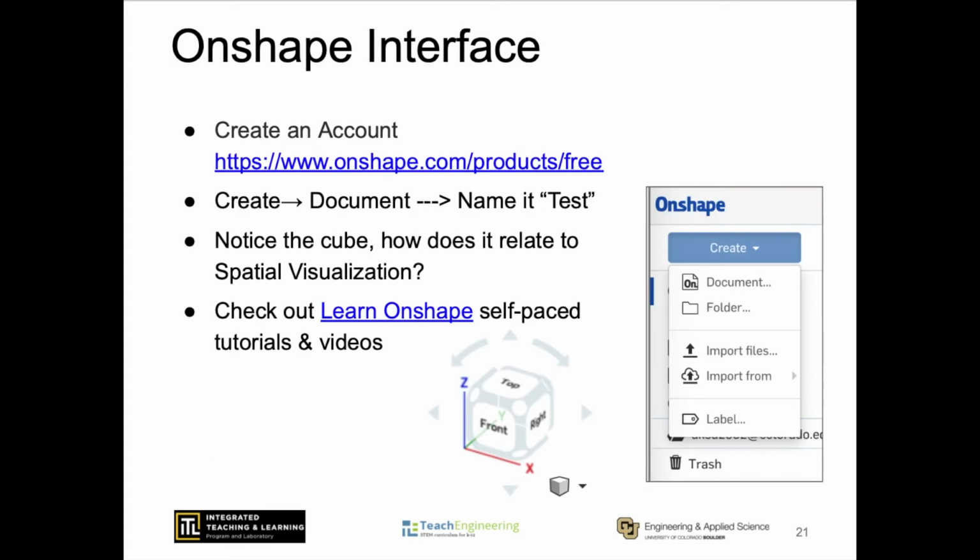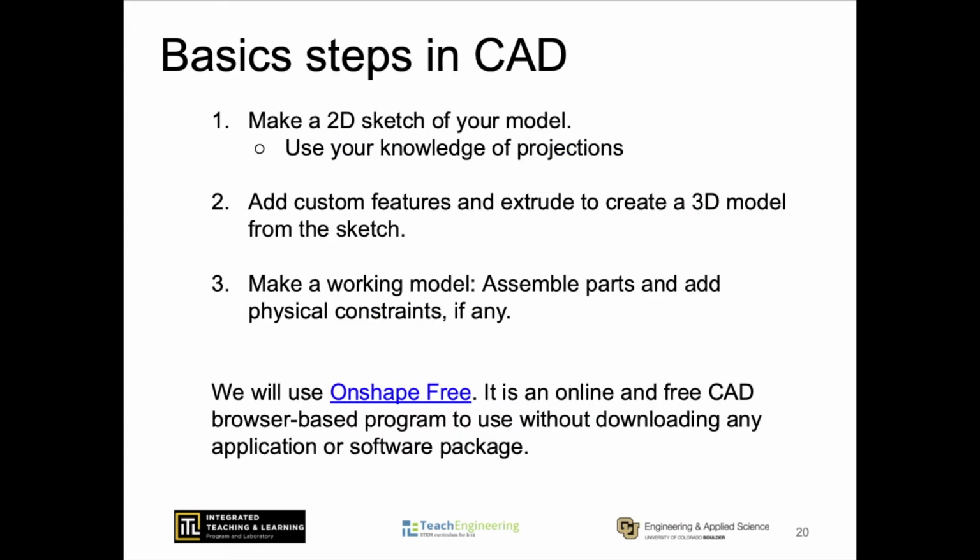Now let's learn about some basics in CAD. Make a 2D sketch of your model. Use your knowledge of projections. Add custom features and extrude to create a 3D model from the sketch. And make a working model, assemble the parts, and add physical constraints if you need any.